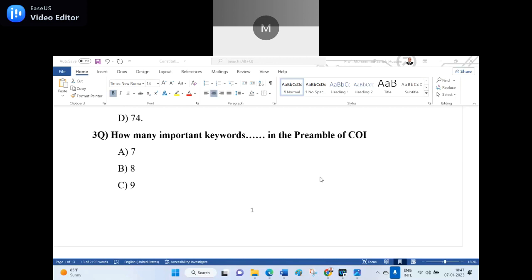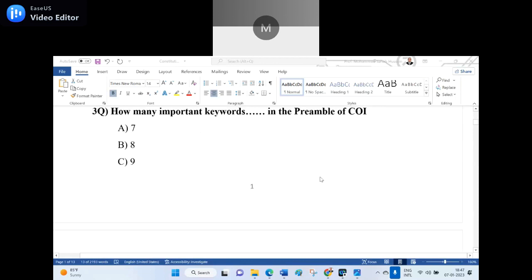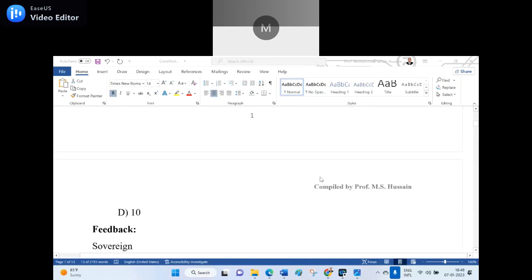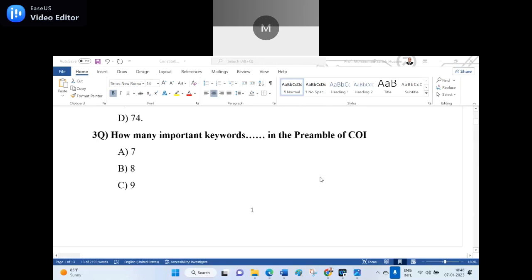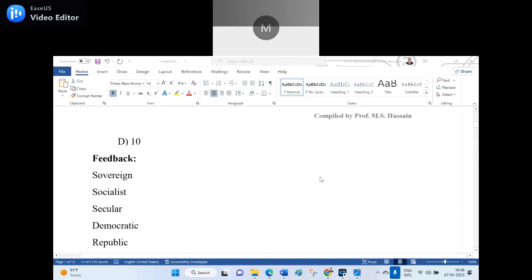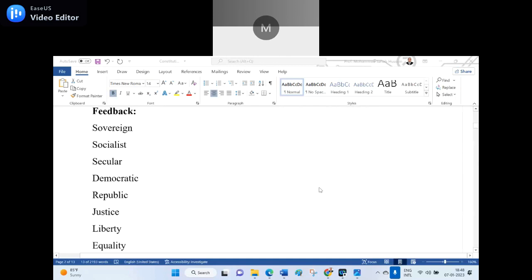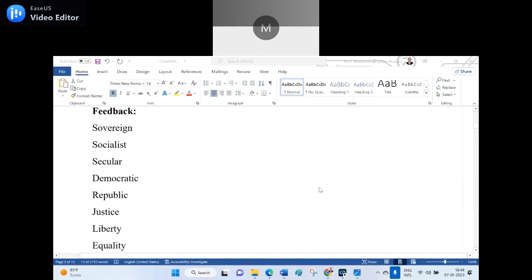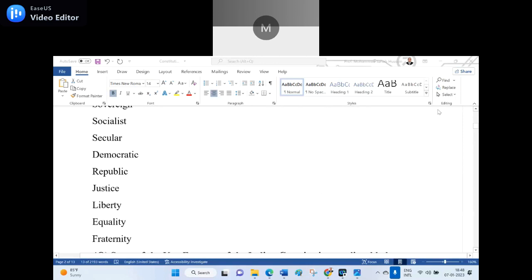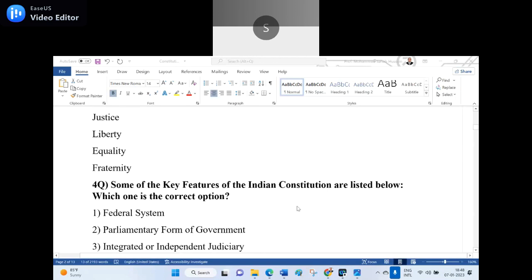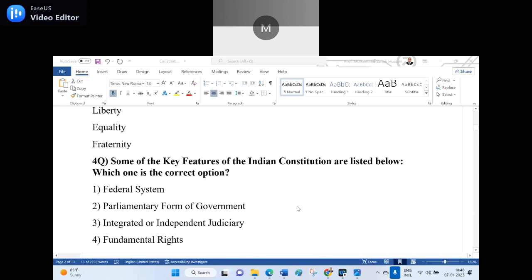How many keywords are there in the Preamble? 7, 8, 9, 10. Option A, 7, sir. No, option C, 9, is the right answer. Totally there are 9, if I am not mistaken. See, count it: sovereign, socialist, secular, democratic, republic, justice, liberty, equality. How many are there in total? 9. So 9 is the right answer. Okay, fourth question. Can anyone unmute and read the fourth question?